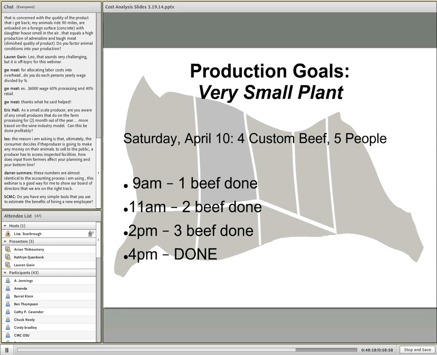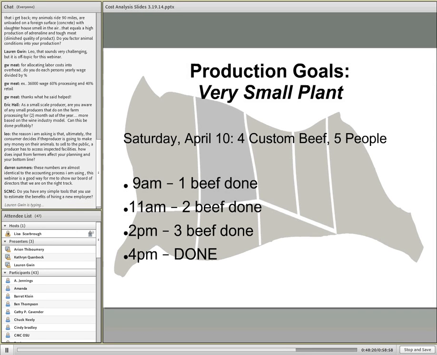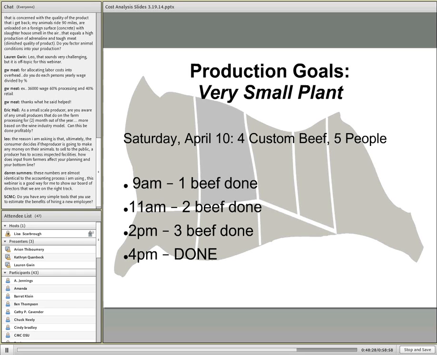Yeah, I see this next question coming in. Simple tools you use to estimate the benefits of hiring a new employee. I would say work with your accountant to come up with a number, and it's going to be a wage multiple between 1.2 and 1.3. So 20 to 30% of your hourly wage cost is what you're going to have on top of the hourly wage you're already paying them.